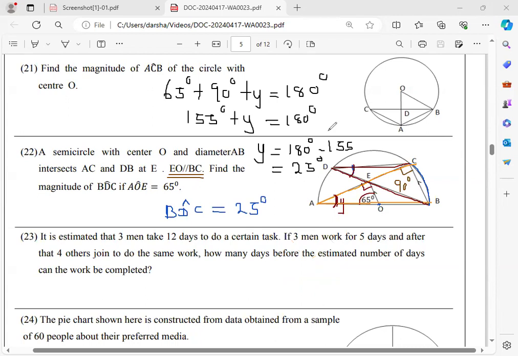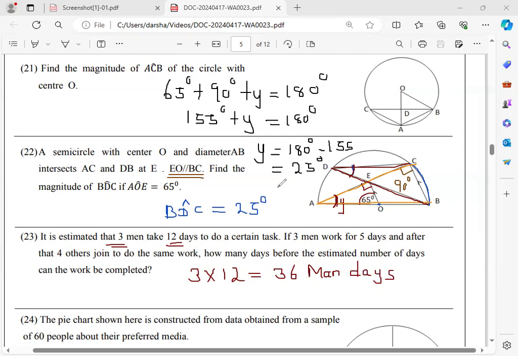Then the next one they are asking about man days. It is estimated 3 men take 12 days to do a certain task. That means what is the total? That means 3 into 12, 36 man days. So the number of man days we have to take in order to complete this task is 36 man days.